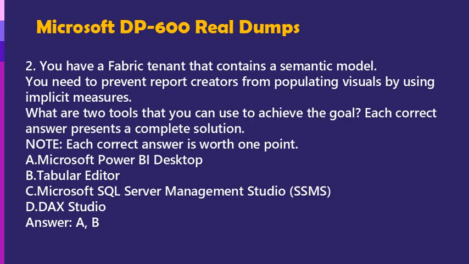2. You have a Fabric tenant that contains a semantic model. You need to prevent report creators from populating visuals by using implicit measures. What are two tools that you can use to achieve the goal? Each correct answer presents a complete solution. Note: each correct answer is worth 1 point.